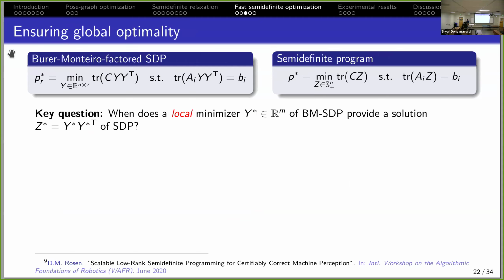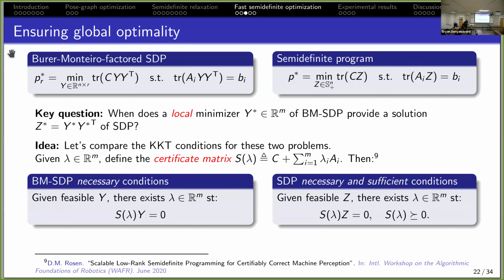Okay, well, let's consider then, if I were to apply a totally vanilla local nonlinear programming method to this Burer-Monteiro factored SDP, I can find some local minimizer at least, but then what does that get? Maybe the first question we'd want to consider is, when does a local minimizer actually provide a solution to our original SDP? To answer that, we can imagine literally writing down the KKT conditions side by side for this pair of problems.